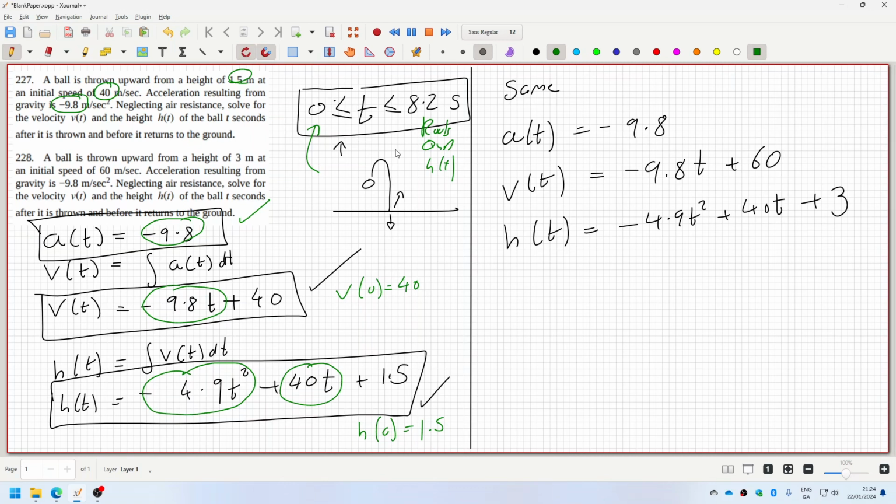And then I simply remarked that 228 was practically the identical question, the only difference being the initial height and the initial speed. And that would only have the effect of changing the constant of integration in our answers. So essentially the same question was the point I was making.